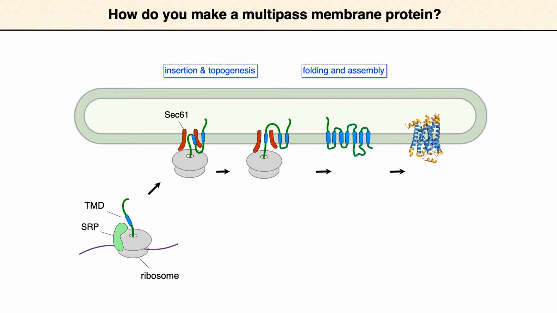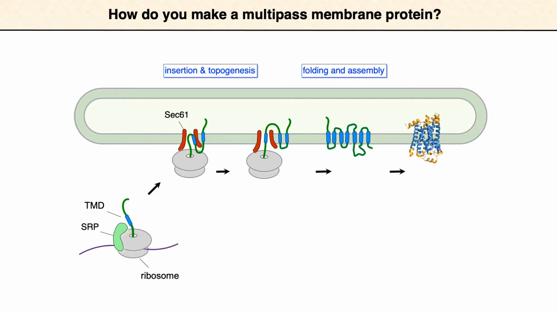So today I'm going to tell you about the focus of my PhD, which was how are membrane proteins made, and more specifically, how are multipass membrane proteins made. Now this is a specific subclass of membrane proteins which contain more than one transmembrane domain. And this has been a long-standing question in the field, but we do know a few things from the study of simpler membrane proteins which contain maybe one or two transmembrane domains.